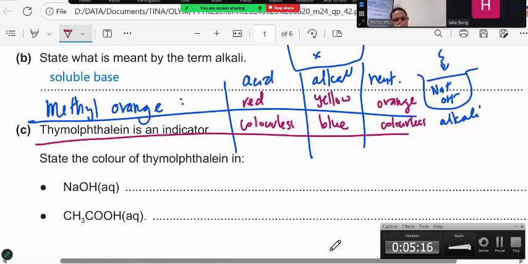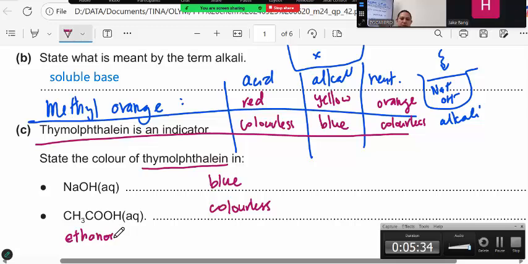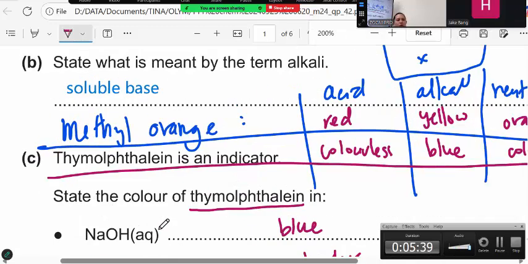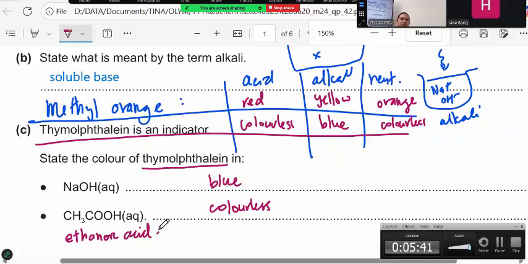So this one is an alkali. Okay, so in thymolphthalein, this is blue and this is colorless, because this is ethanoic acid. Do you know why it is ethanoic acid? Because we have studied that it is ethanoic acid.